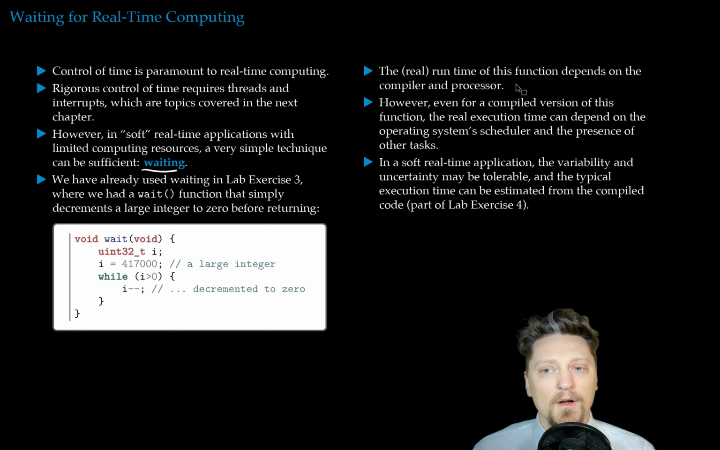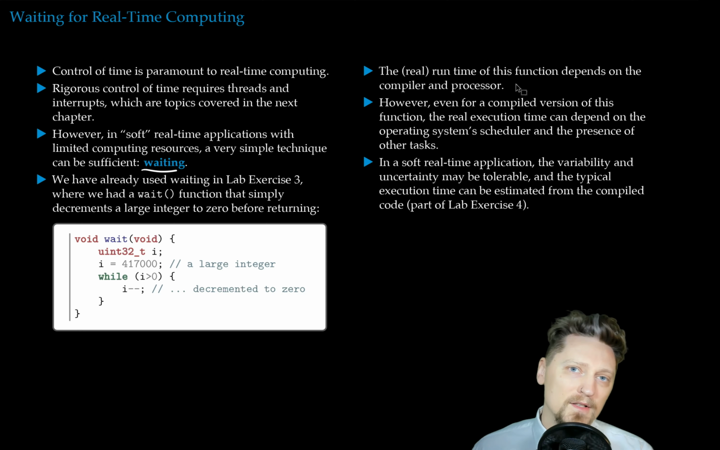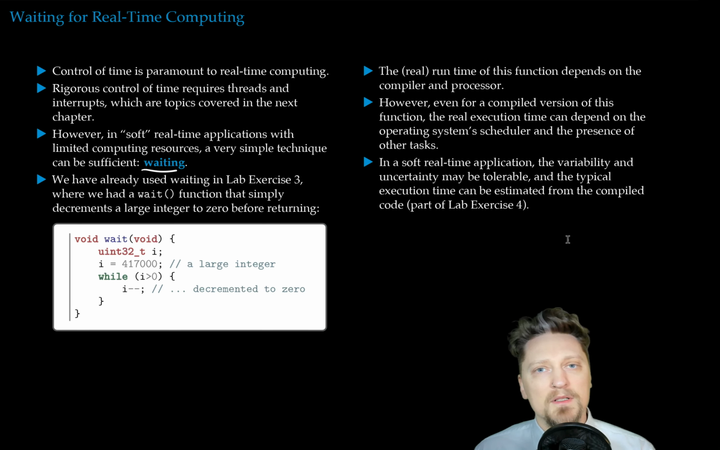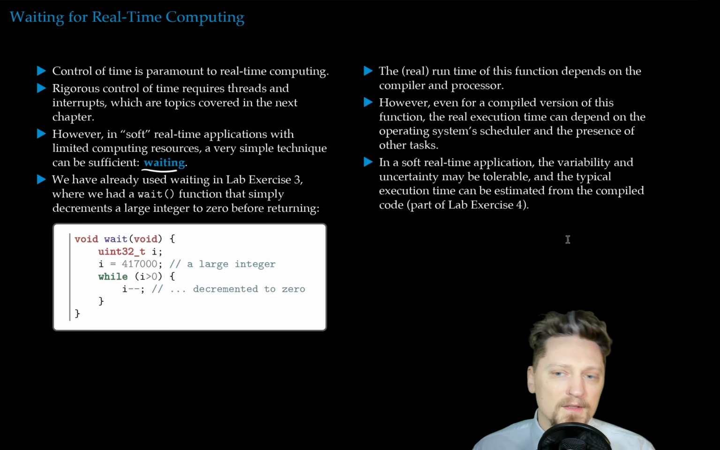However, even for a compiled version of this function, the real execution time can depend on the operating system's scheduler and the presence of other tasks. In a soft real-time application, the variability and uncertainty may be tolerable, and the typical execution time can be estimated from the compiled code. Part of lab exercise 4.